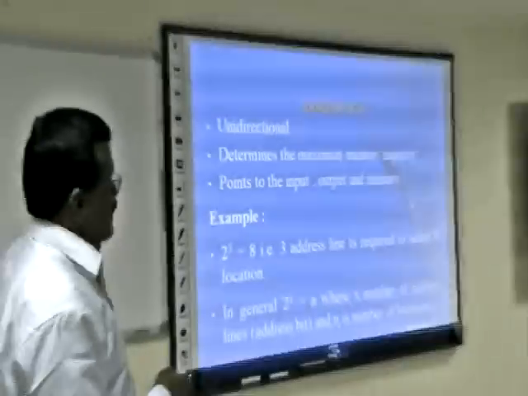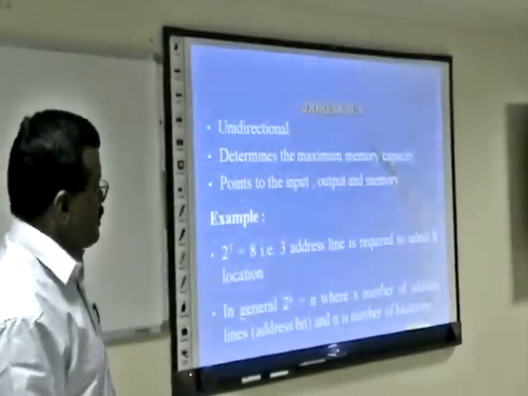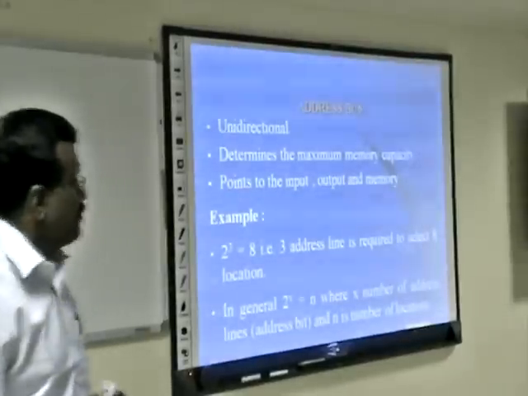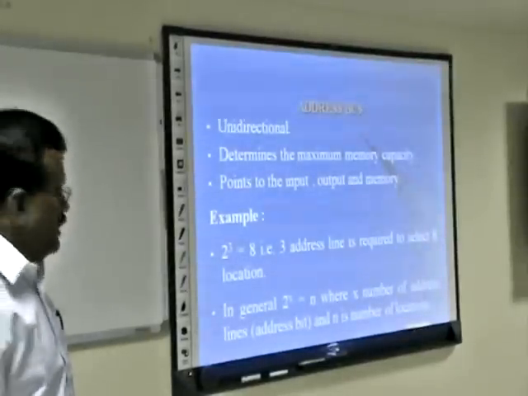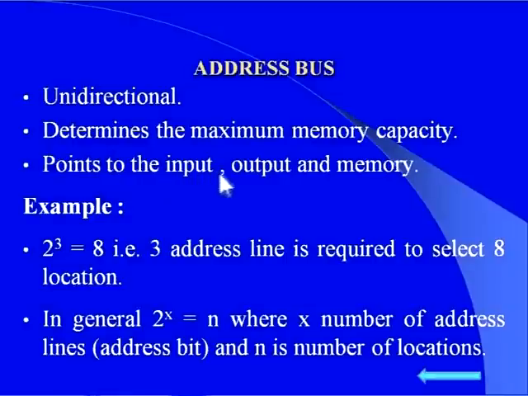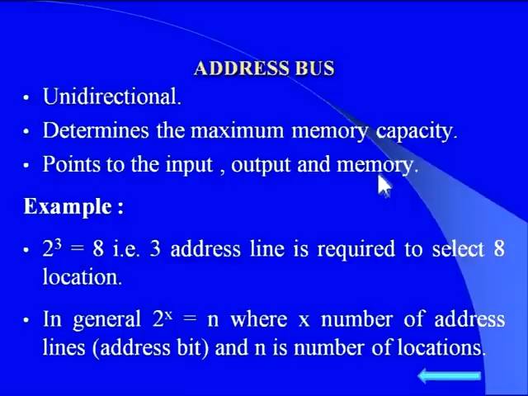The address bus is a unidirectional bus. It determines the maximum memory capacity of any processor. It is used to point to the input, output as well as the memory. So by using the address bus, we can point to the input devices, output devices, and we can locate memory locations from the memory IC. The number of address lines is the factor which will determine the maximum memory capacity of any processor.